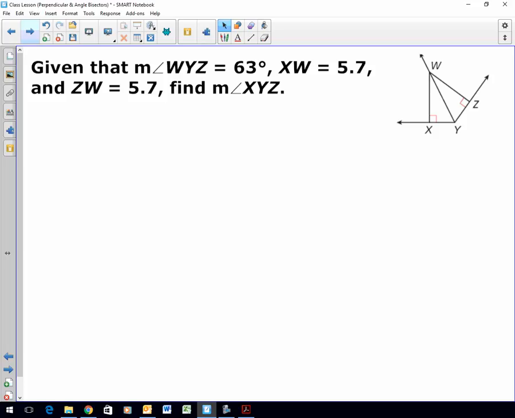Okay, given that the measure of angle WYZ is 63 degrees, I'll help you out here. WYZ is 63 degrees, XW is 5.7, and ZW is 5.7. Find the measure of angle XYZ, which is a one-step problem. I'll come to you in a second, Brady. 63 degrees.